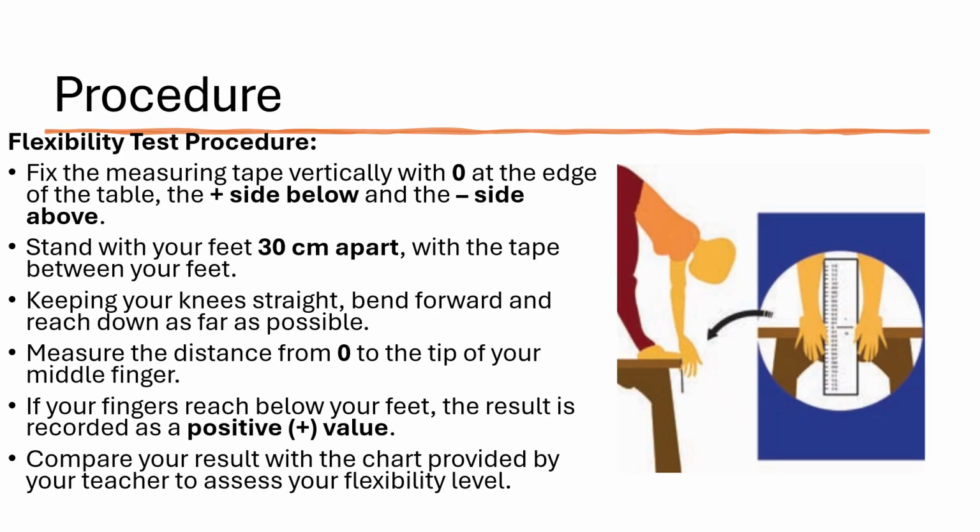Procedure. Flexibility test procedure. Fix the measuring tape vertically with 0 at the edge of the table, the plus side down and the minus side above. Stand with your feet 30 centimeters apart with the tape between your feet. Keep your knees straight, bend forward and reach down as far as possible. Measure the distance from 0 to the tip of your middle finger. If your fingers reach below your feet, the result is recorded as a positive plus value. Compare your result with the chart provided by your teacher to assess your flexibility level.